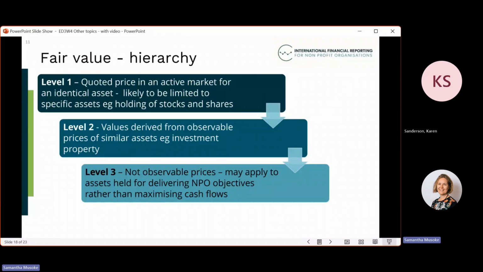Lowest priority is given to level 3 inputs, where the inputs to the valuation are not observable. They are not observable because they don't come from quoted prices or other publicly available information. Many assets held by NPOs are expected to be measured using the level 3 category of information because they have been donated or are held for delivering the NPO's objectives rather than for commercial purposes. The information used for measuring these assets will require elements of estimation and judgments. This hierarchy of inputs also applies to liabilities.